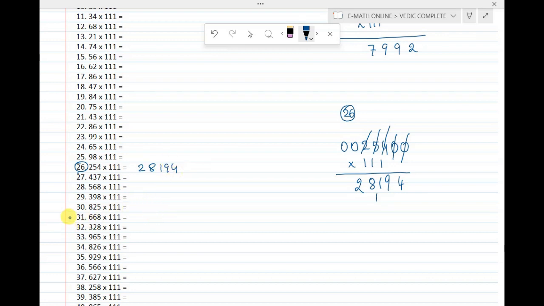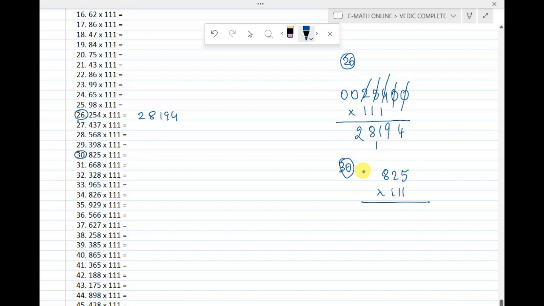Okay. Let's do one more problem. So let us try this 30th problem. 825 multiplied with 111. And again we are going to use double knot sandwich rule. So make 2 zeros at starting, 2 zeros at ending. And there are 3 ones available here as a multiplicand.